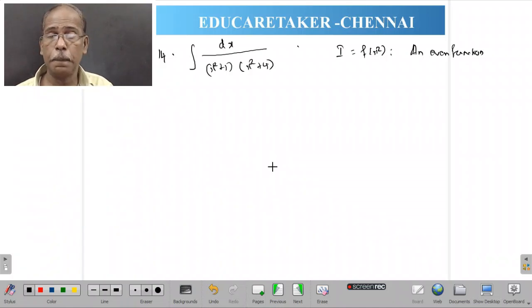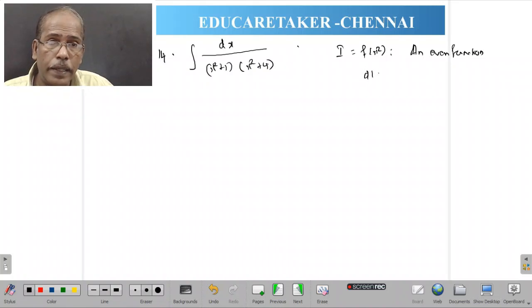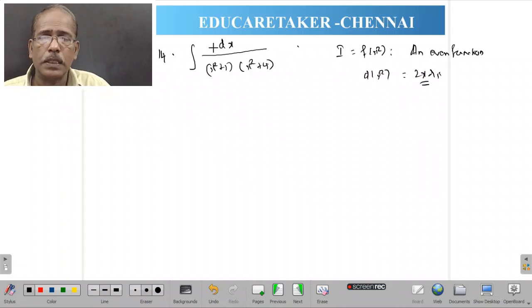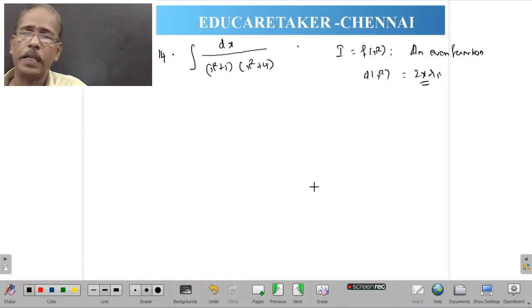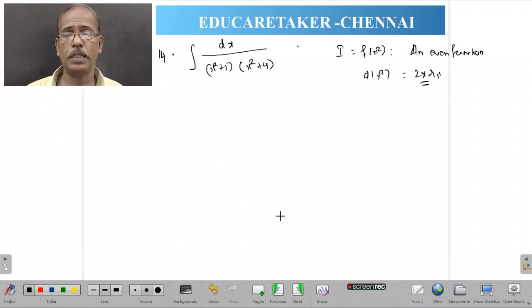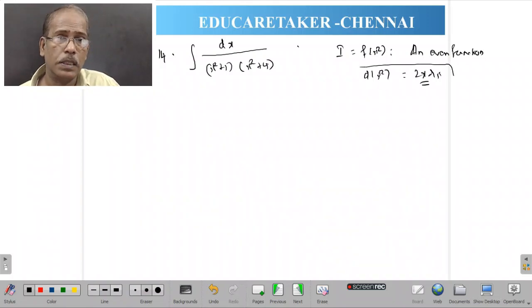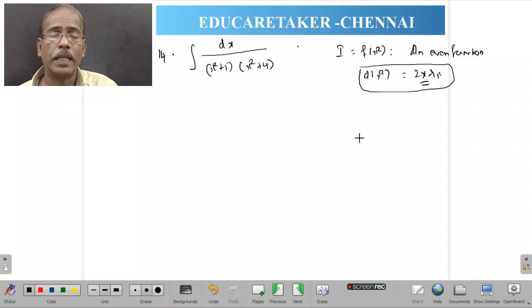What is the reason? What is the derivative of x square? The derivative of x square is 2x dx. The x term is missing. There is no x in the numerator. We cannot adjust any variable by multiply and divide. Otherwise, we have to keep 1 by x outside. It is a violation of the rule. That is why this is not possible. This is not available. So we cannot integrate in terms of a new variable.